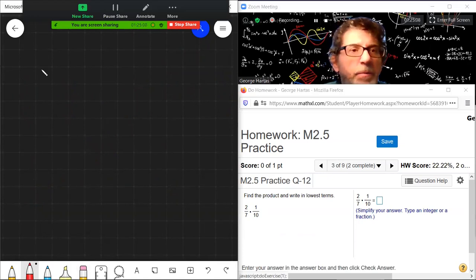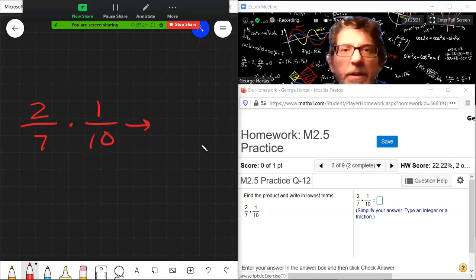All right. So let's try the way that I explained it to you. 2/7 times 1/10. Are we going to multiply across and reduce at the end? No, we're not going to do that, because then we have to reduce a huge number. You don't want to multiply first, then reduce, because then you have to reduce a big number, and it's much more difficult to reduce a big number than smaller numbers. These are smaller numbers. They're already broken down for you. So it's easier to reduce right here.